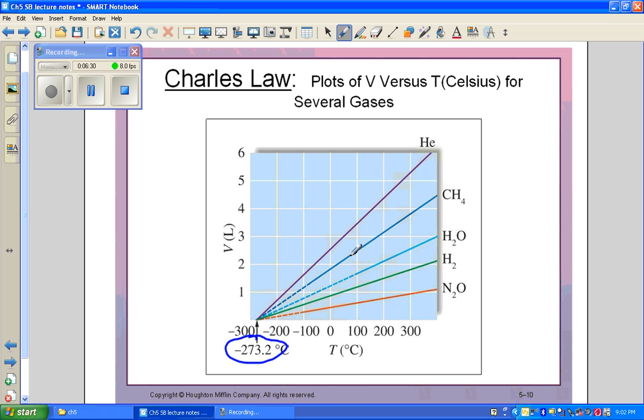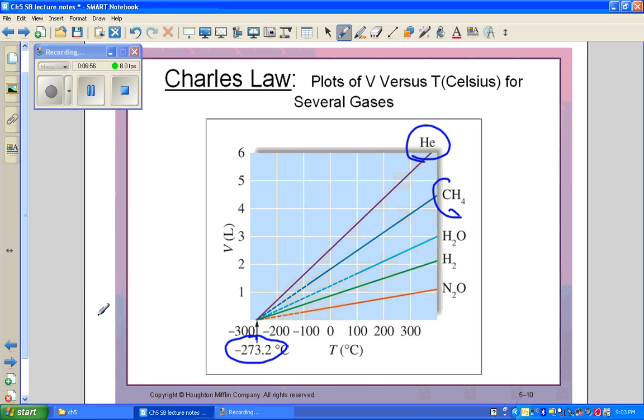Well, you might be asking yourself, why are all of these slopes different? If I go y equals mx plus b, I'm going to find that the slope is different. You can see that I can have different moles of the gas. They are all going to have different amounts of moles because their molar masses are different. However, that doesn't matter. I continue to cool them down, cool them down, cool them down, and I am reaching the same exact extrapolated point.